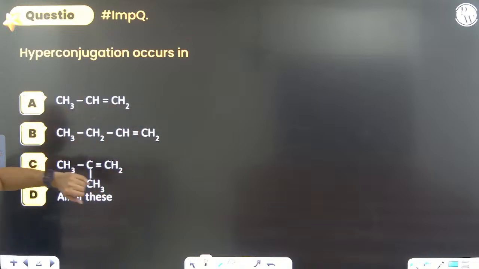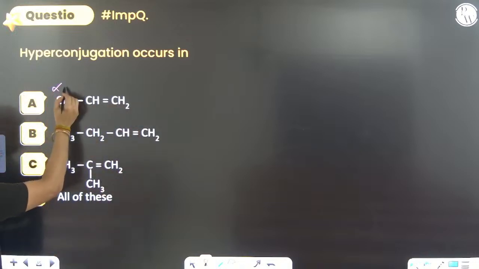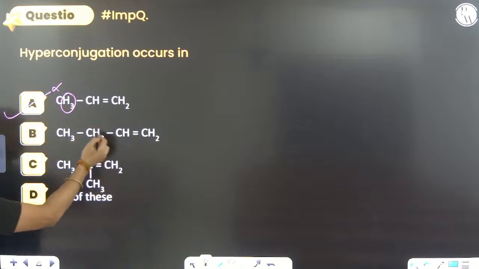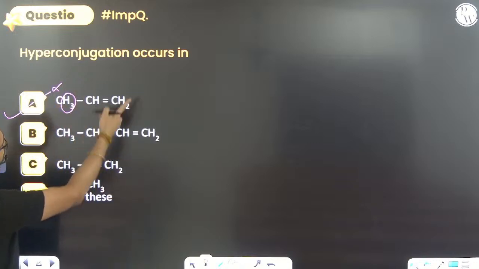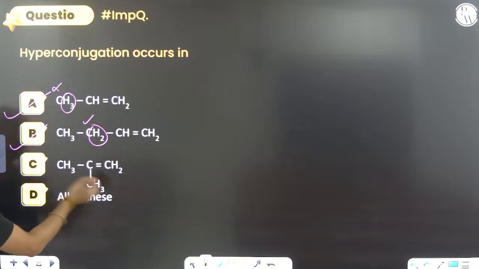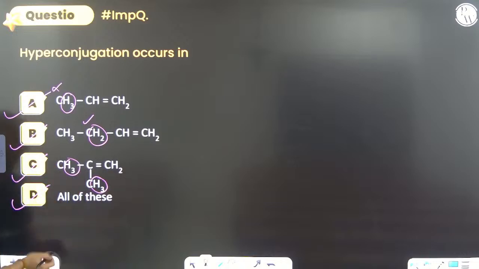Hyperconjugation occurs in. Can you see? Is there any alpha carbon? Yes, alpha hydrogens are there. Of course, here hyperconjugation will occur. Oh, this will happen here too. Hyperconjugation occurs in a double bond. It will happen here too. So B. Double bond, here also it will happen. All of these, option D.